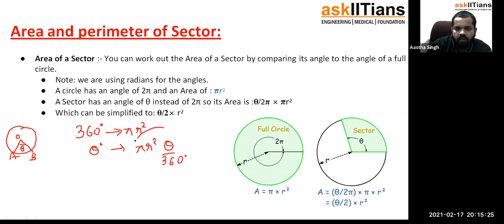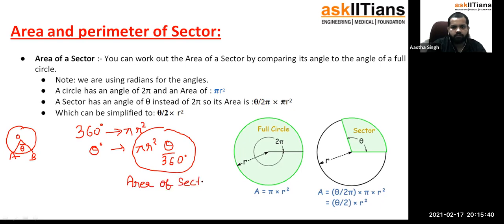I think, guys, this question is very much clear to you. Pi r square theta upon 360 is your area of sector, if theta is in degree.